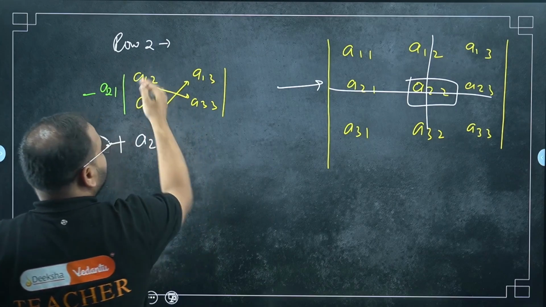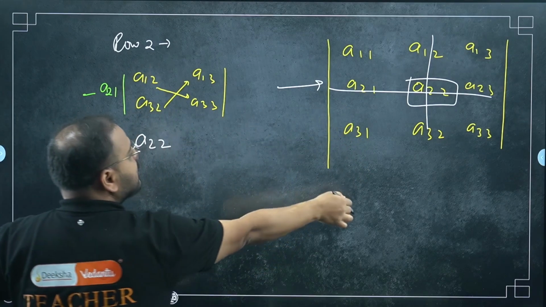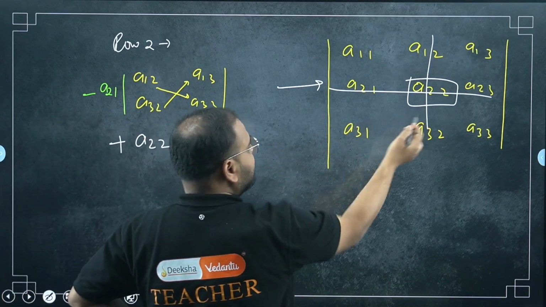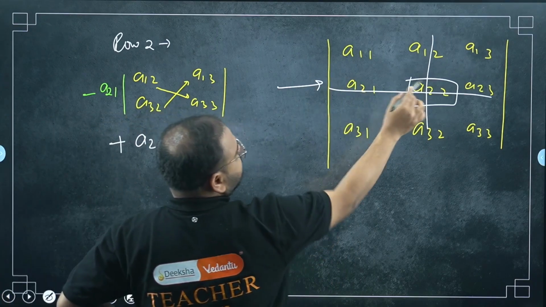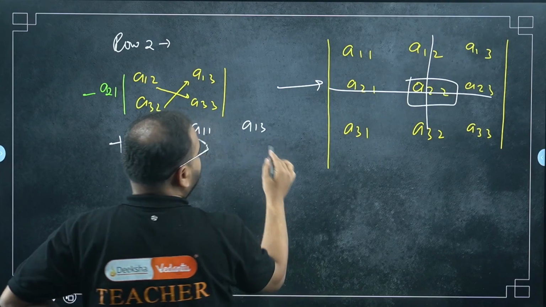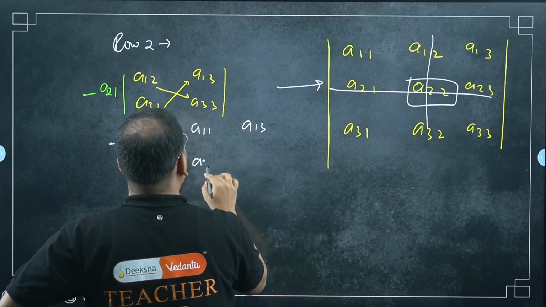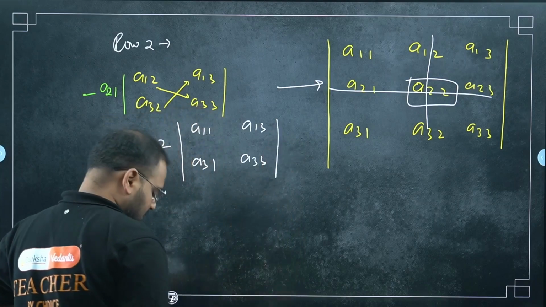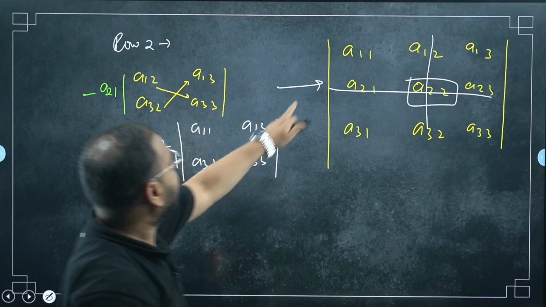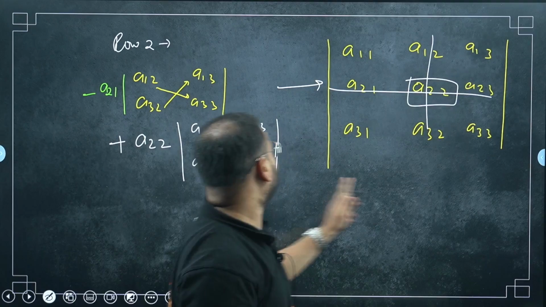I'm doing the expansion, solving the determinant across row 2. So A22 with a plus sign, because 2 plus 2 is 4. What is the left-out term? A11, A13, and then A31 and A33. I hope you understand this. Correct? A11, A13, A31, A33.